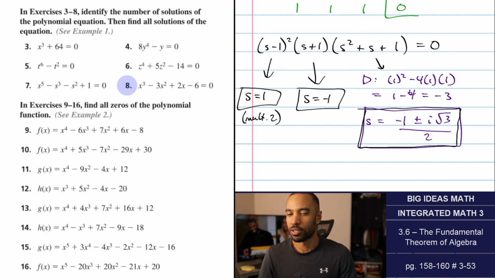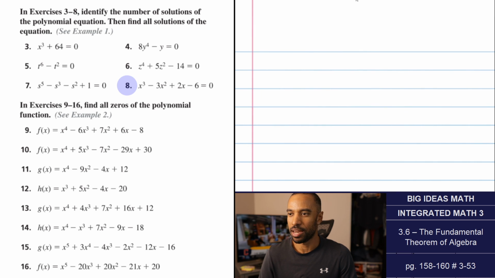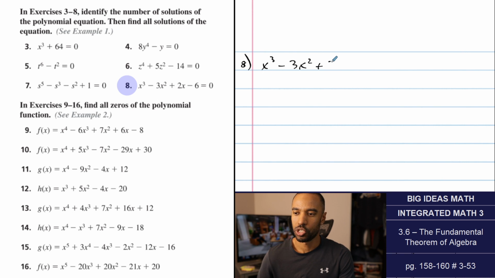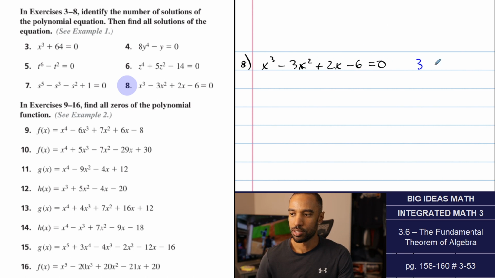All right, and number 8. Number 8 already looks easier than number 7 because it looks like I can use factoring by grouping, and so I intend to. So x cubed minus 3x squared plus 2x minus 6 equals 0. I expect 3 total solutions.